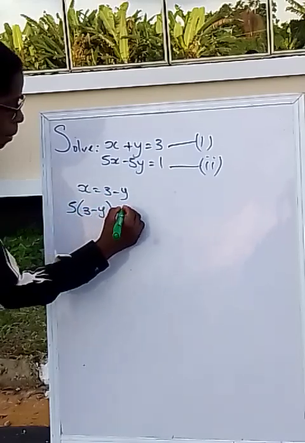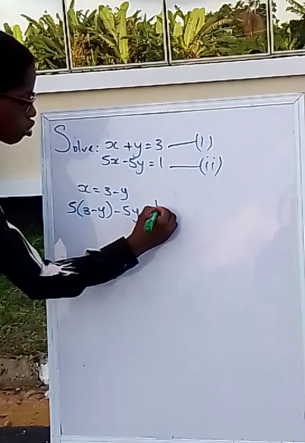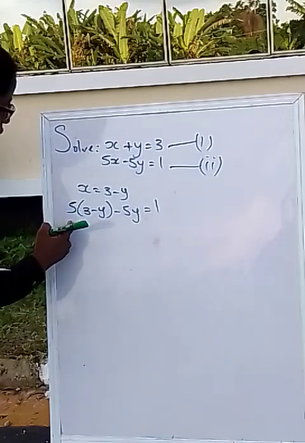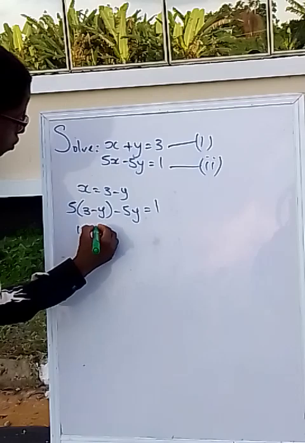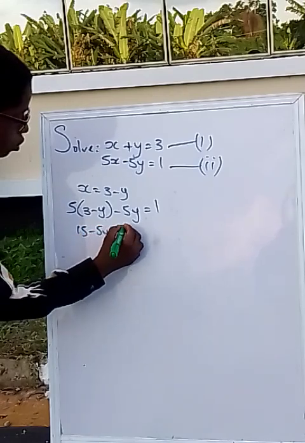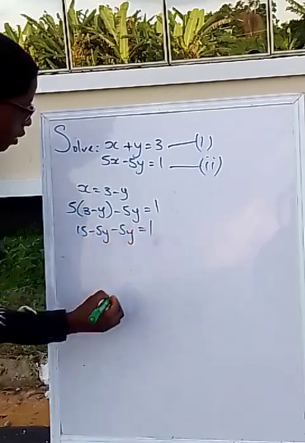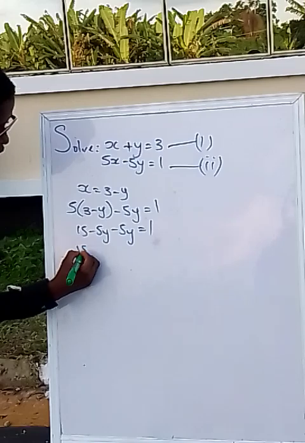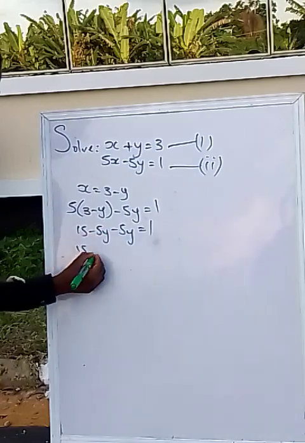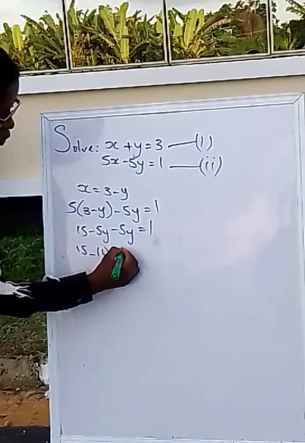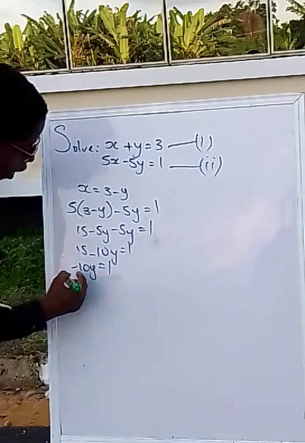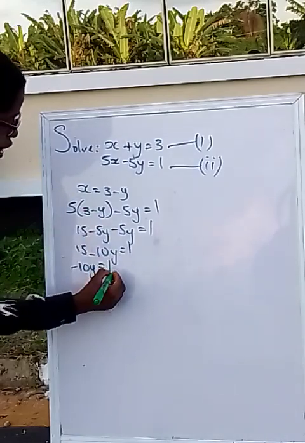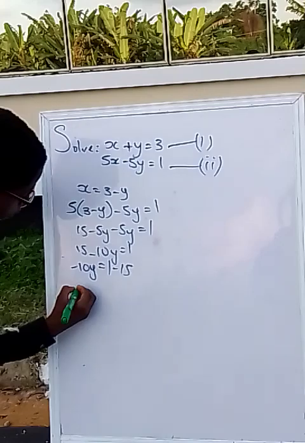5 times 3 is 15. 5 times minus y is minus 5y, minus 5y equals 1. So 15, minus 5y minus 5y is minus 10y, equals 1. So minus 10y is equal to 1. When 15 crosses to the other side, it becomes minus 15. So minus 10y is equal to 1 minus 15, which is minus 14.